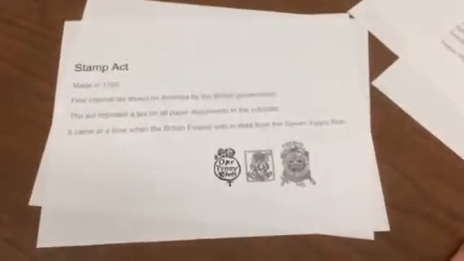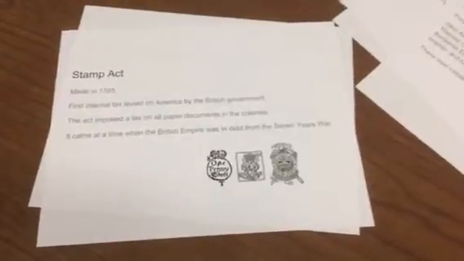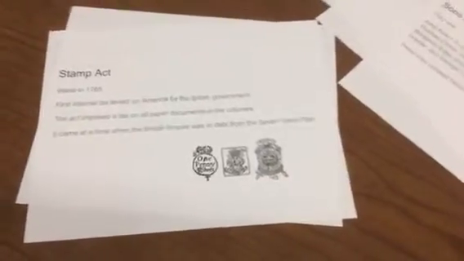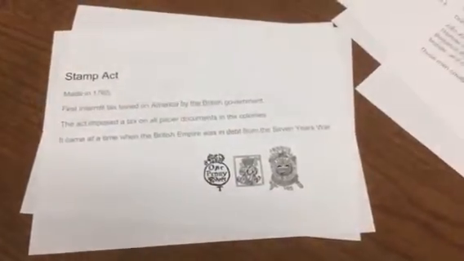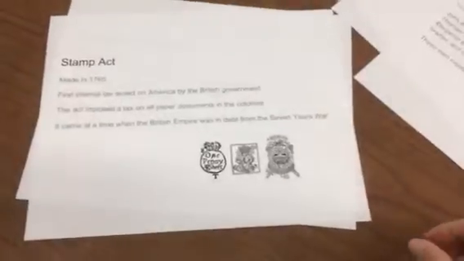Next is the Stamp Act, made in 1765. First internal tax levied on America by the British government. The act imposed a tax on all paper documents in the colonies. It came at a time when the British Empire was in debt from the Seven Years' War.